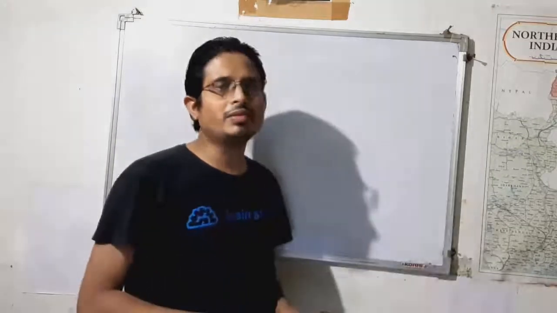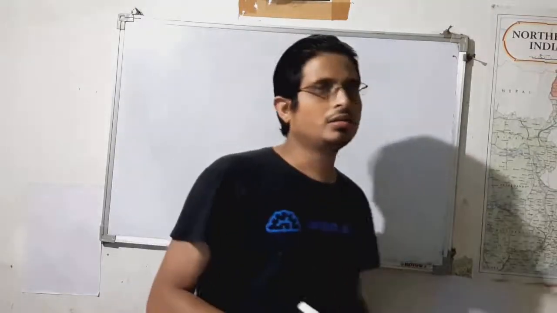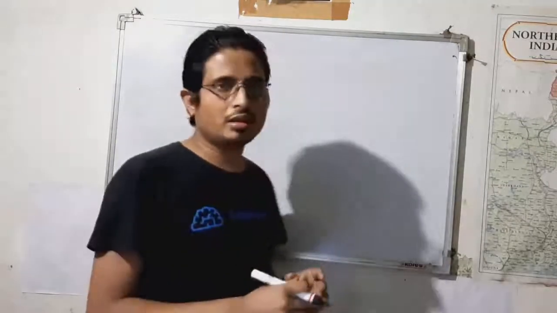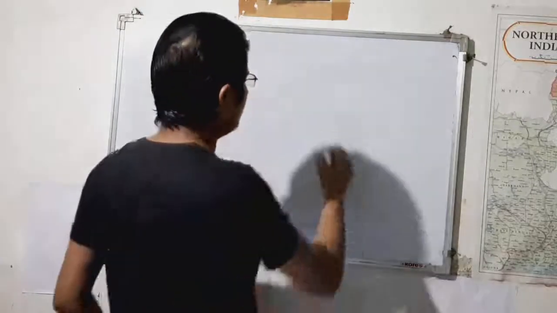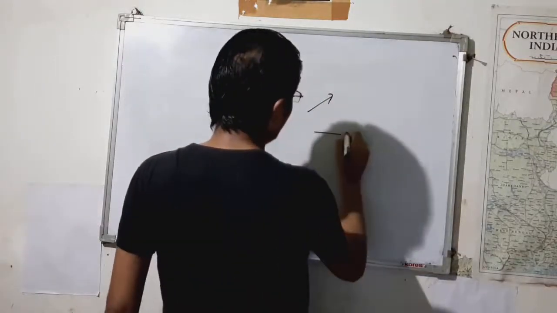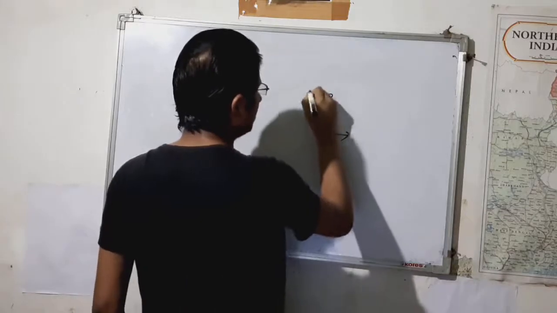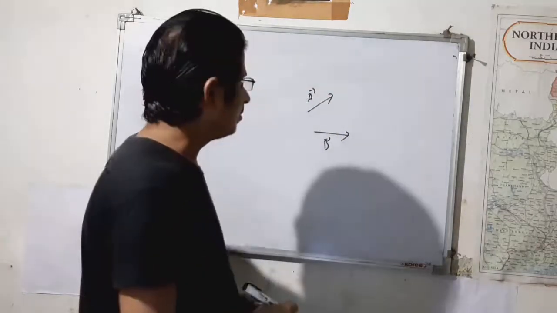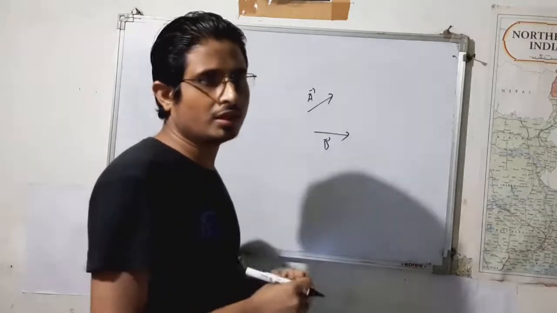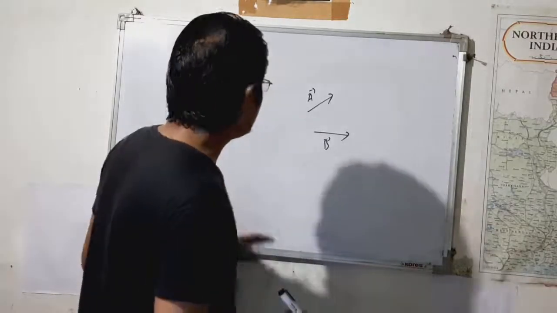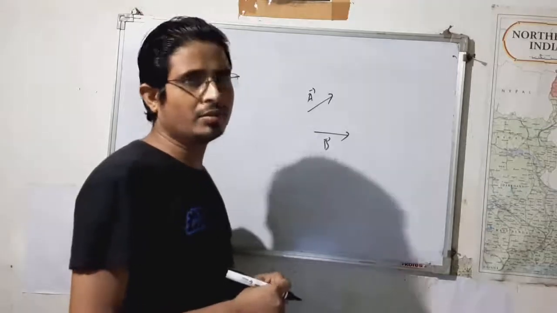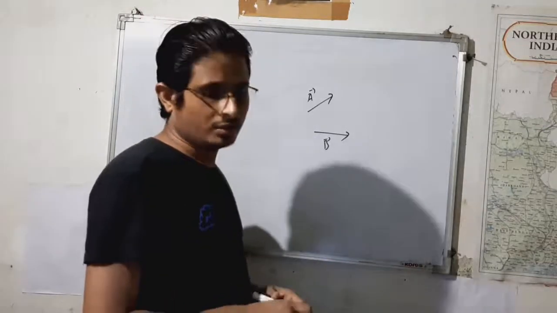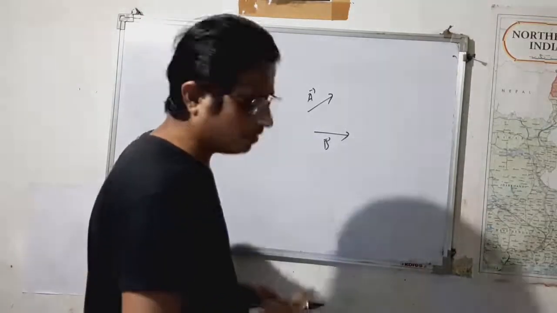Now, in my first video, I have told how we add two vectors. Suppose A and B are two vectors. Then we can add them by two methods graphically. One is the triangular method and another is the parallelogram method. Here we will again revisit the triangular method.